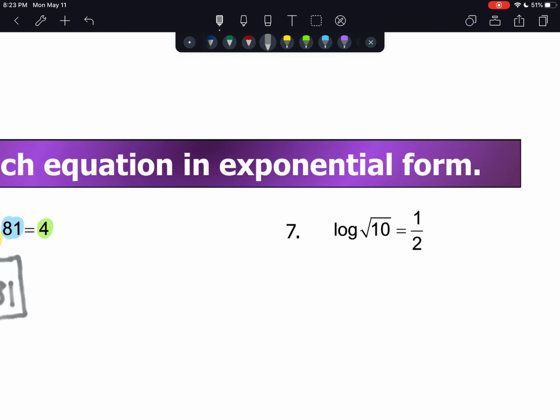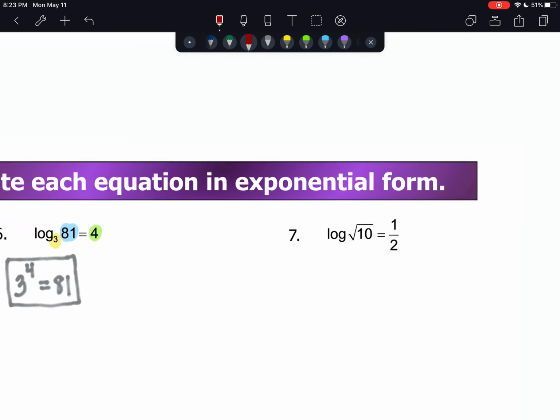Okay, here I've got a last one that's a try. This one's a try, and it happens to be that common logarithm again, so think of that. See if you can rewrite this in exponential form.